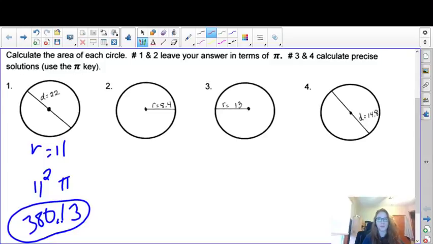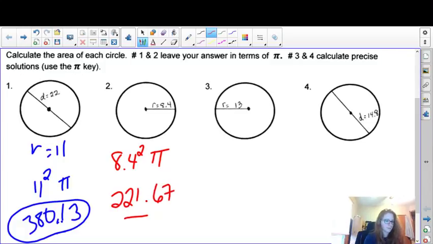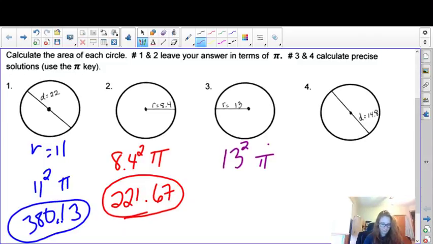Next one, number 2. I have my radius is 8.4. I need the radius, so we're good to go. So I have 8.4 squared times pi, which gives me 221.67. Next, I have the radius is 13, so I have 13 squared times pi, which is 530. Oops, I missed my 3 there. 530.93.